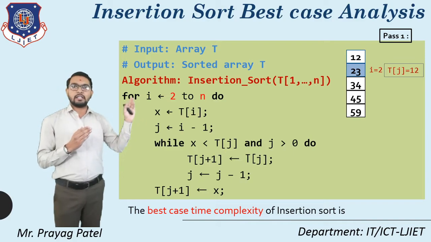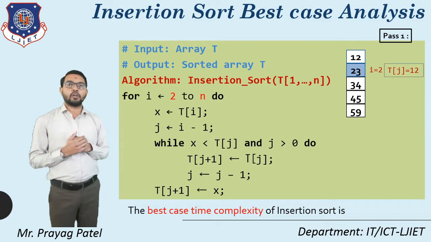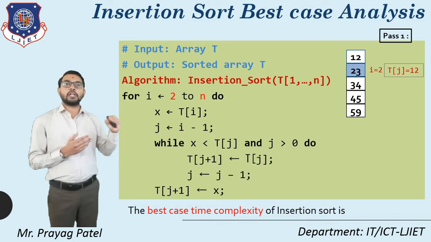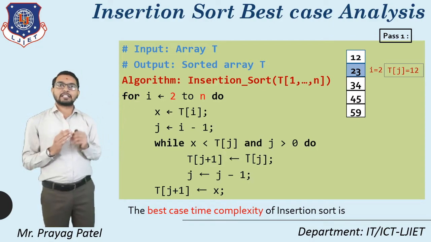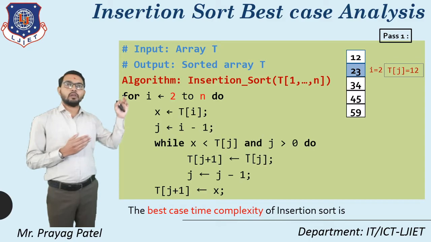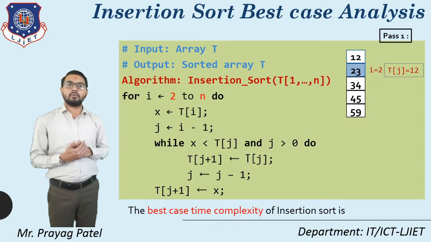So here consider initially i equal to 2, then t of j. What is the value of t of j? If i equal to 2, then j equal to 1. So t of 1, and the t of 1 value is equal to 12. So here consider x less than t of j. Here x is 23 and t of j equal to 12. So no shift down operation will be performed.